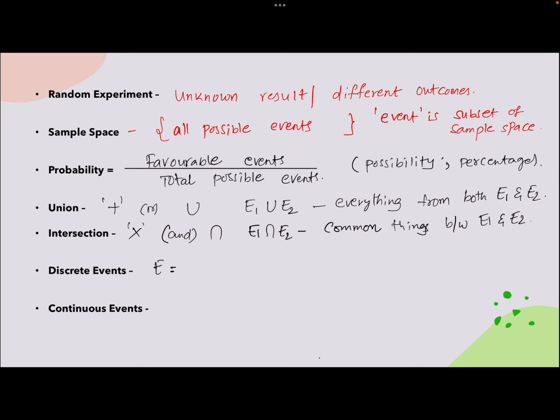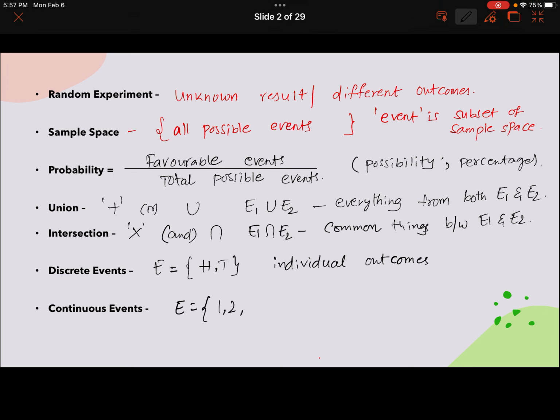Discrete events and continuous events. A discrete event means individual outcomes, whereas a continuous event is like a range x, where x ranges from 2 to 6. That means x will have all the values between 2 and 6, like 3, 4, 5. We will discuss discrete in the third chapter and continuous in the fourth chapter.